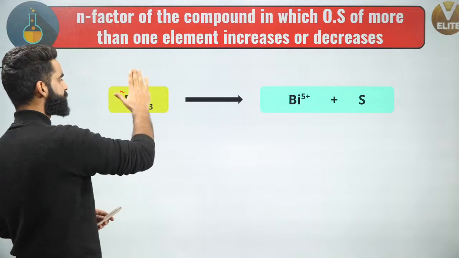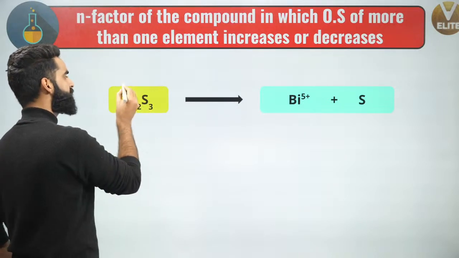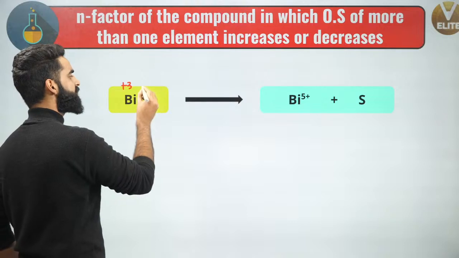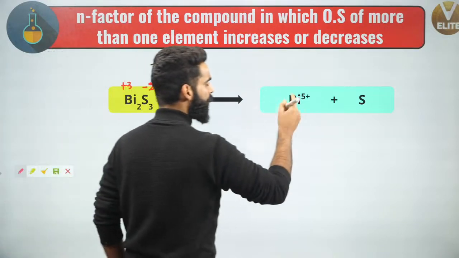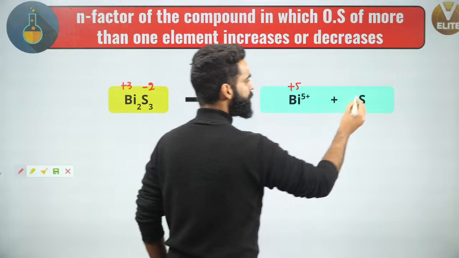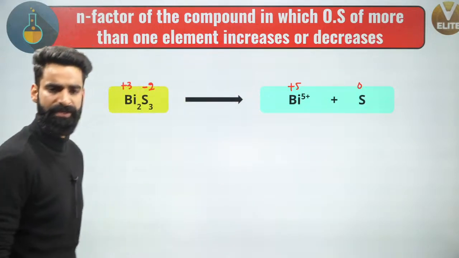I'll say right here, the oxidation state of Bi is going to be +3. The oxidation state of sulfur right here is going to be -2. What about the oxidation state of Bi right here? +5. What about the oxidation state of sulfur right here? Is it going to be 0? Yes, absolutely.